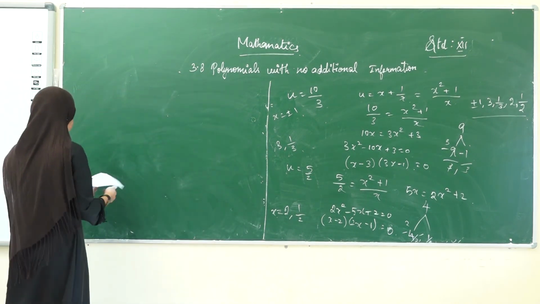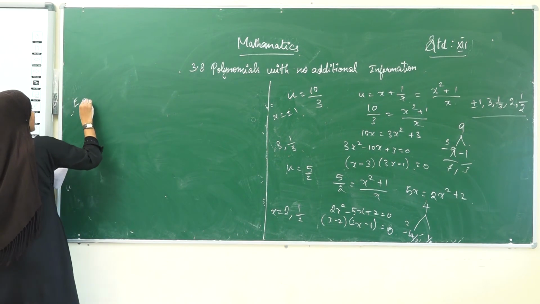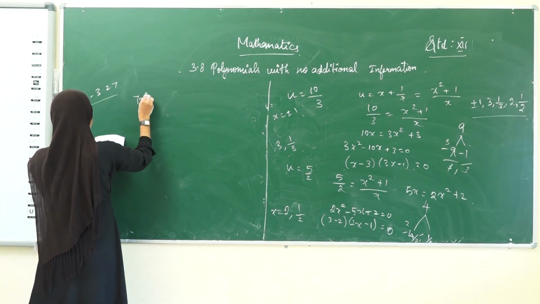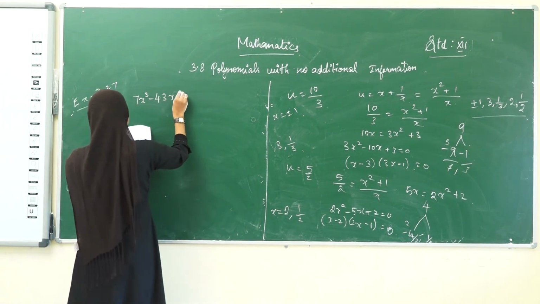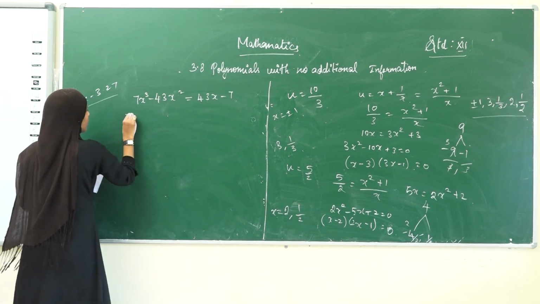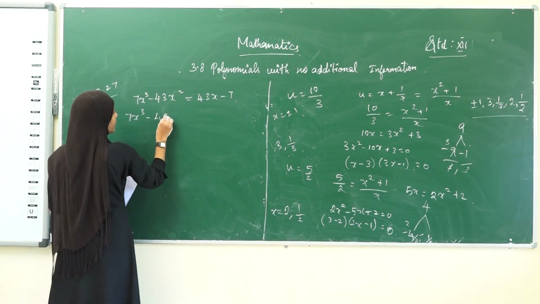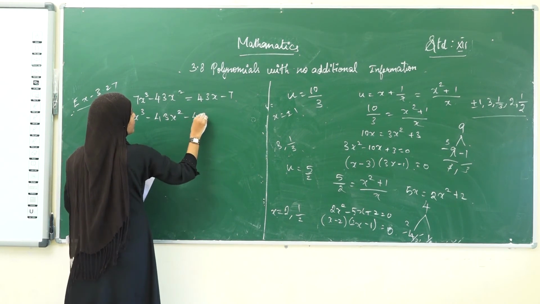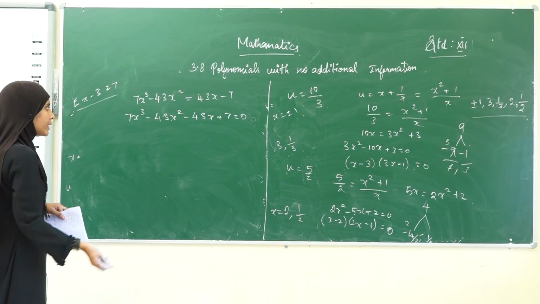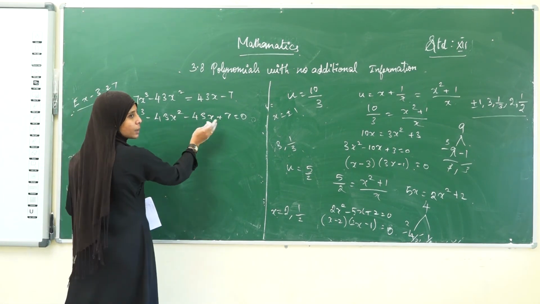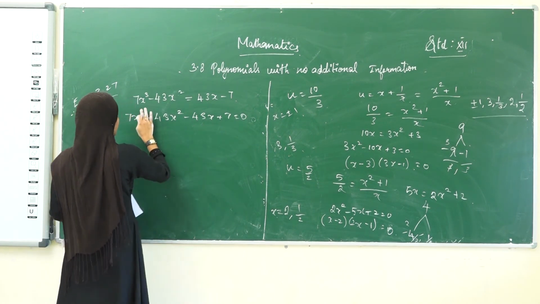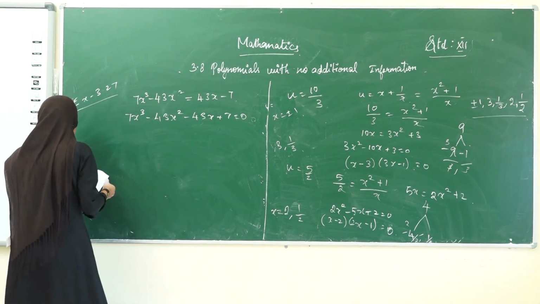Still we have only two examples. Let us see example 3.27. Solve the equation 7x³ minus 43x² is equal to 43x minus 7. See here, let us take these two terms to this side: minus 43x plus 7 equal to 0. So this is a reciprocal equation, right? This is a reciprocal equation of odd degree of type 1.